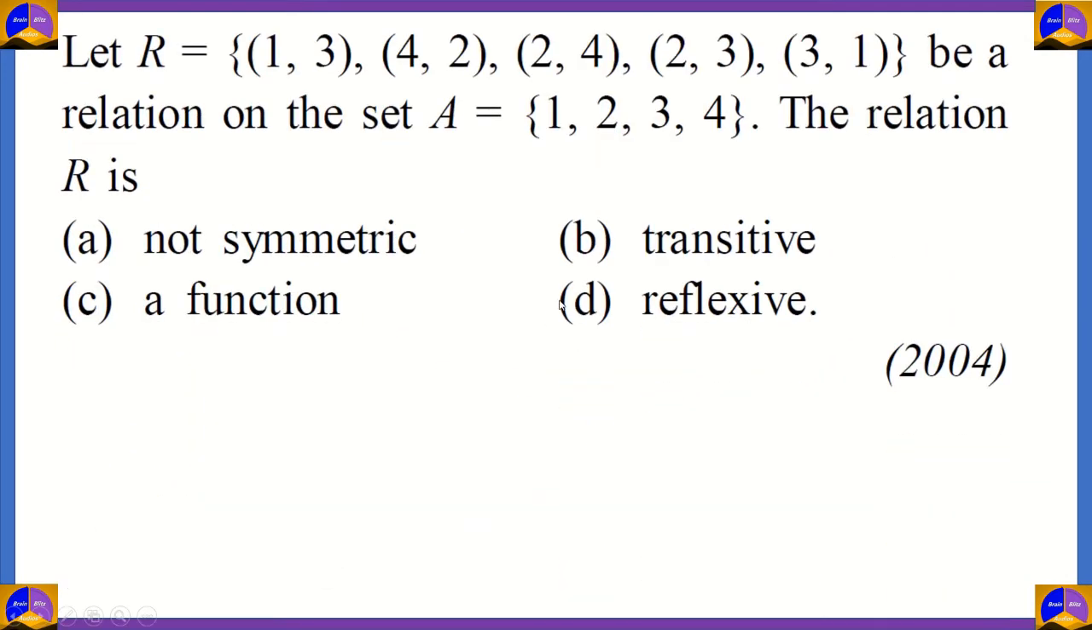So therefore, what we've proved is that the relation R is neither reflexive, nor symmetric, nor transitive, and this relation is not a function. So the most appropriate option among the four is option A, which is not symmetric. Since it's not symmetric, not reflexive, and not transitive, we can take option A to be true because it is the most appropriate option among the four. This question was asked in 2004 and it is a very important question, not because you have to solve a lot, but because you need to find out the most appropriate option among the following.